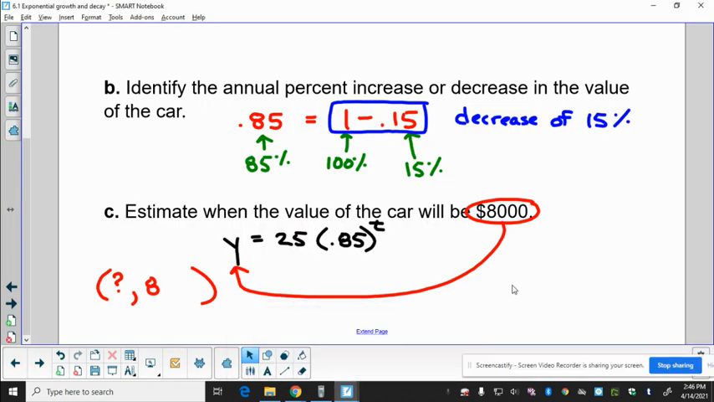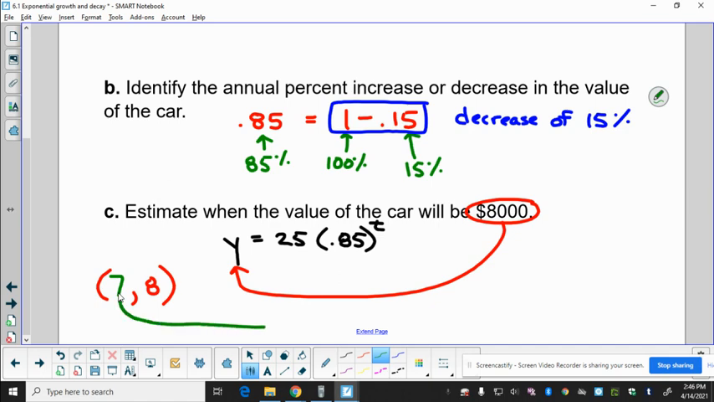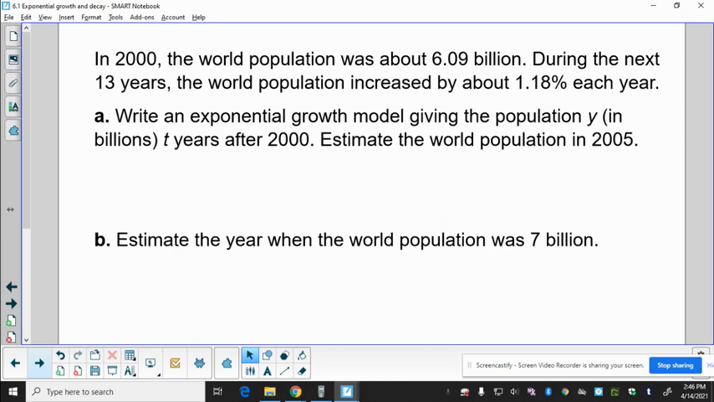So I'm thinking that the value of the car will be 7. So let's go ahead and erase this, make this look a little bit nicer. This will be 7, which means that is the number of years that it takes to get to that point. All right. Let's try another one.